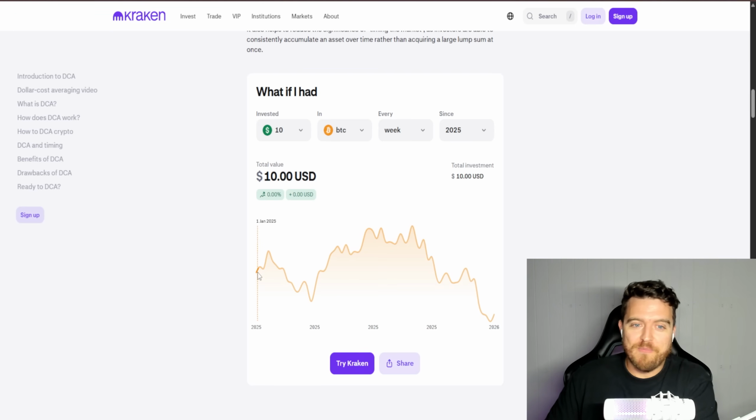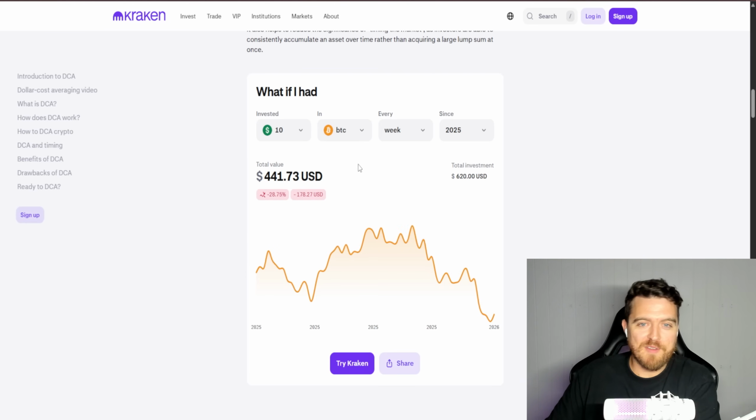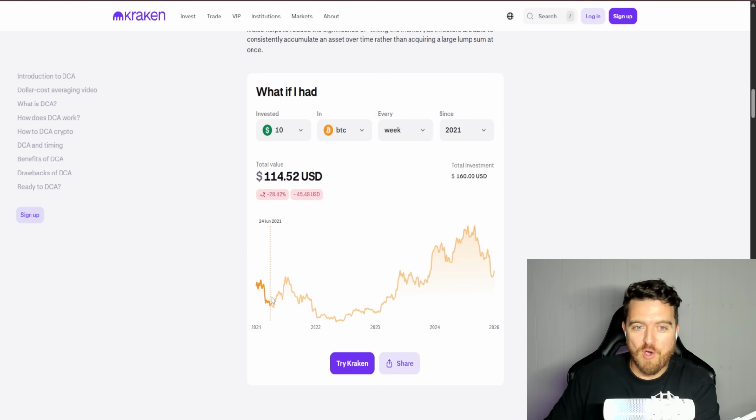Like, if you bought, say, $1,000 of Bitcoin right at this point, and then you sold it up at this point, you get the gist. So a really cool little way to visualize how dollar cost averaging works over time.